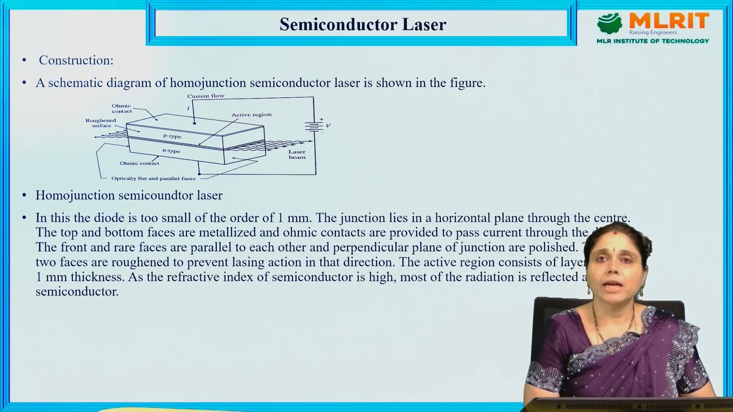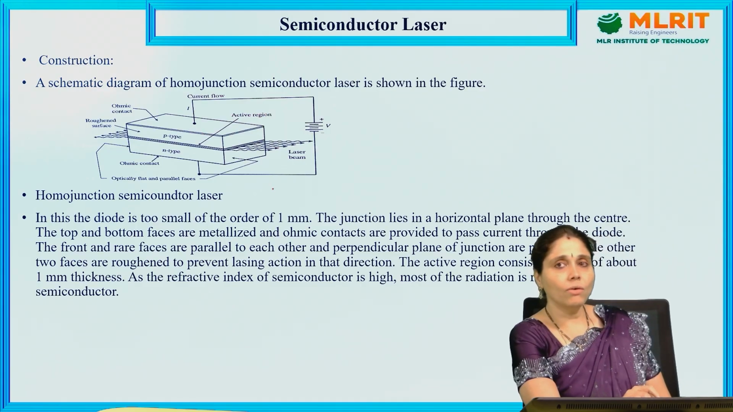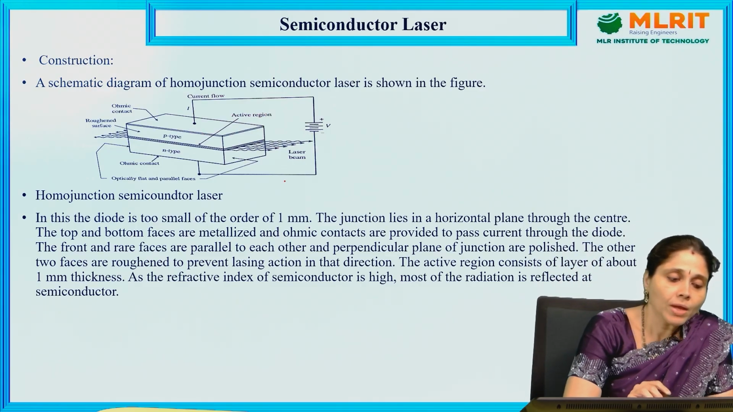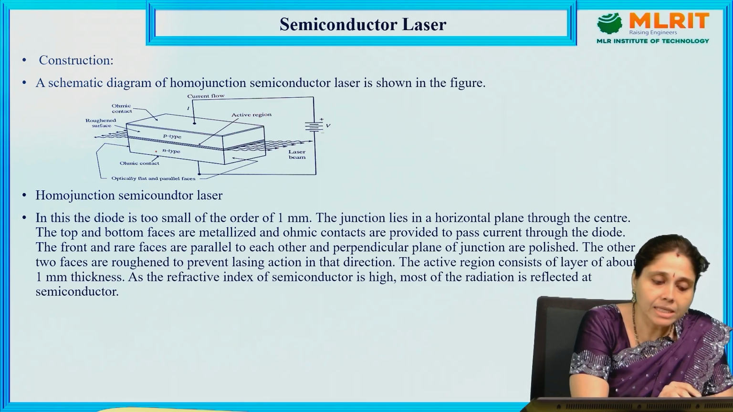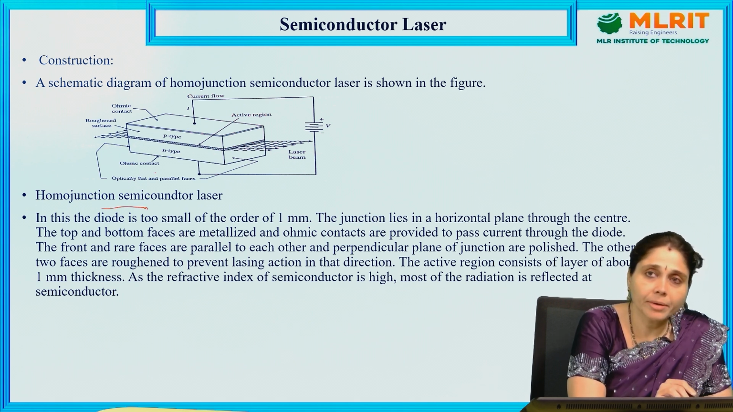Now, this is the diagrammatic representation of a semiconductor laser. What does this diagram tell about? A semiconductor is placed here, with p-type and n-type material sandwiched between rough surfaces, with ohmic contacts on either side. The current flows over here, and the laser output will be coming out. This is a homojunction semiconductor laser.